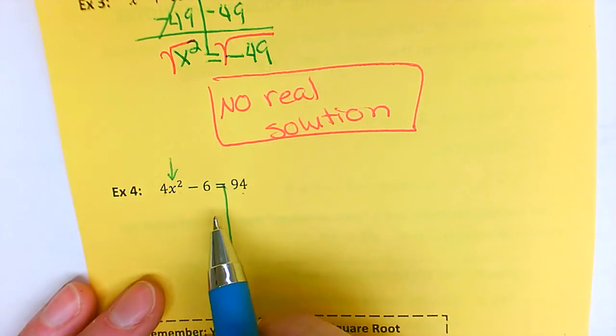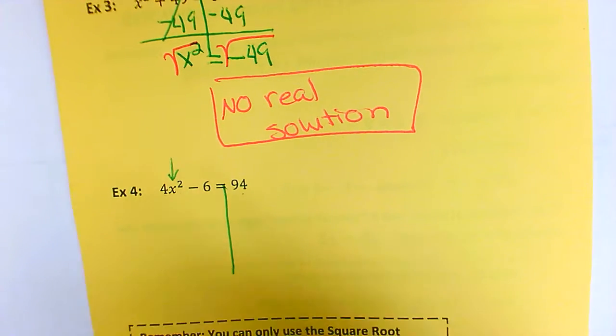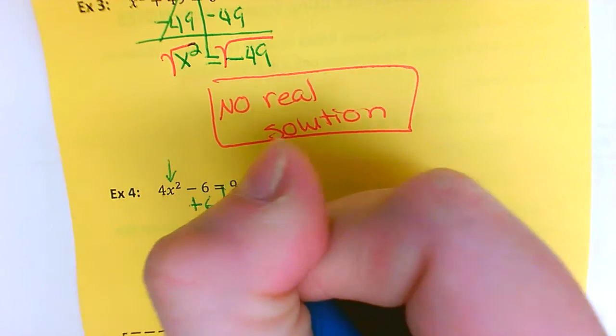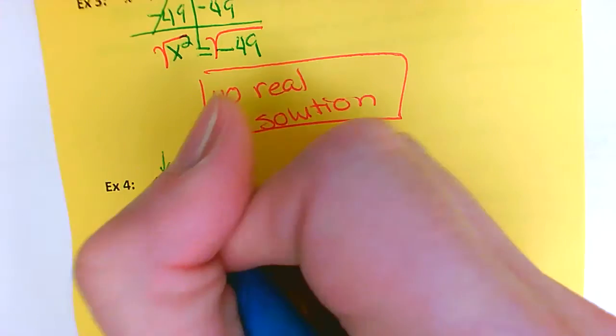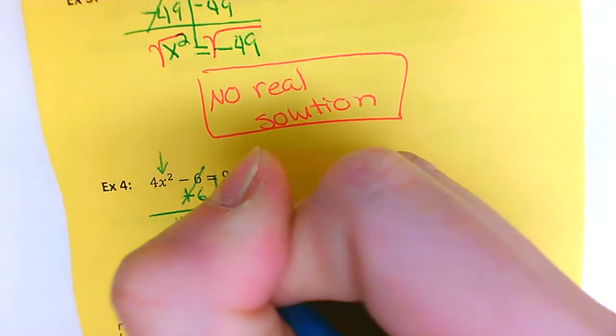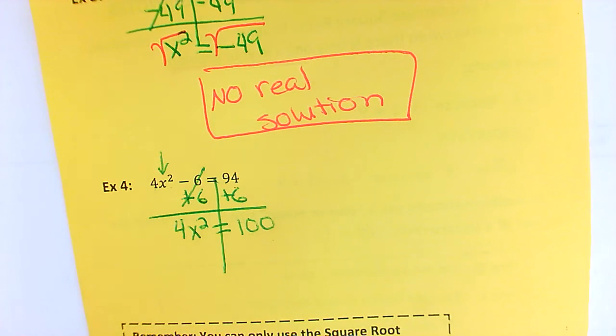Now, guys, at the end of the day, you want to get rid of your friend before your boyfriend or girlfriend, otherwise you're going to make this guy mad. So let's go ahead and add 6 to each side of that equal sign. It is going to cancel out on the left, and I still have 4x squared is equal to 100. I added the 94 and the 6.